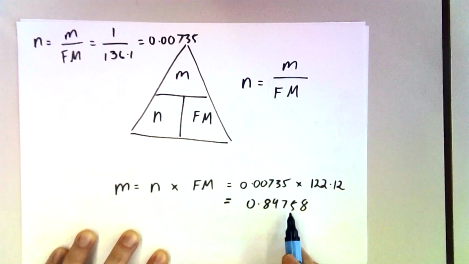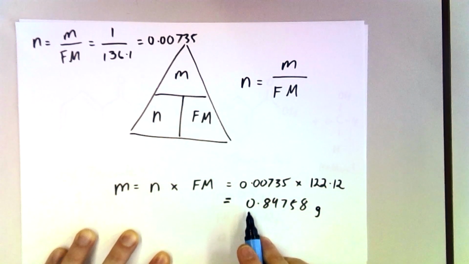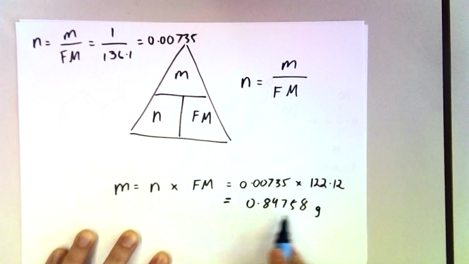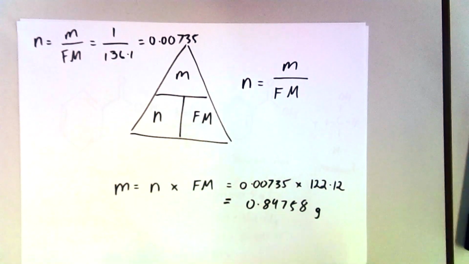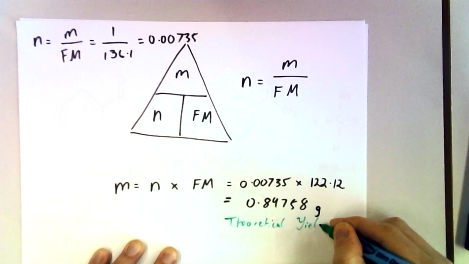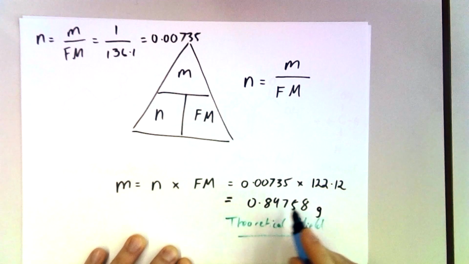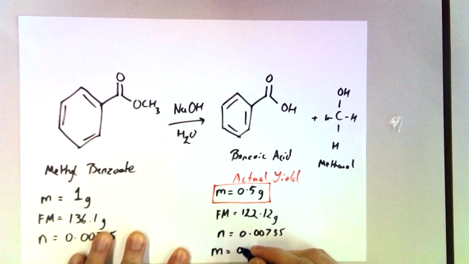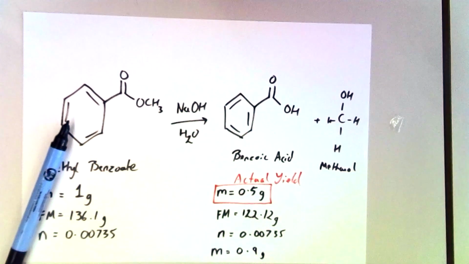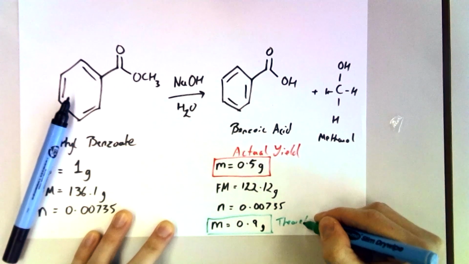It's quite a big number. I suppose you could round that up if you like. So my mass out, this is going to be in grams. So 0.89758. So this is my theoretical yield. So I'll even write this down, my theoretical yield. Let's just call that 0.9 for now to make it easier. So I can fill my theoretical yield in here, 0.9 grams. And this is theoretical yield.